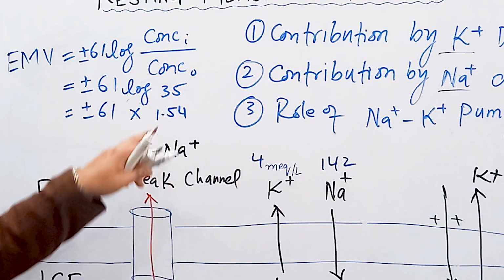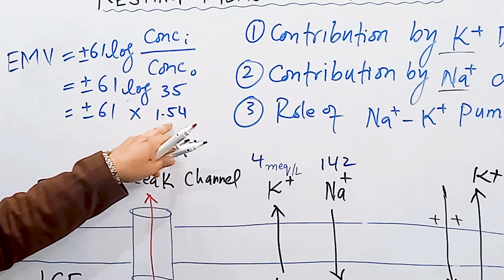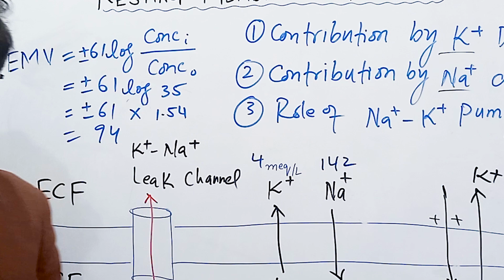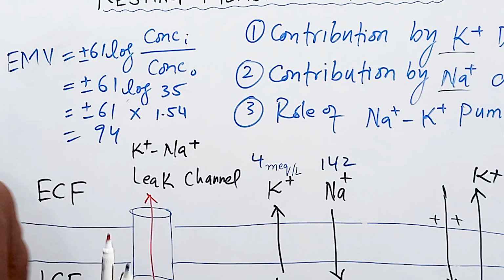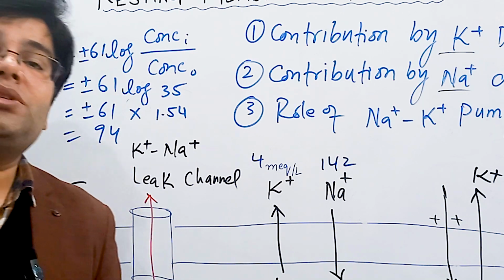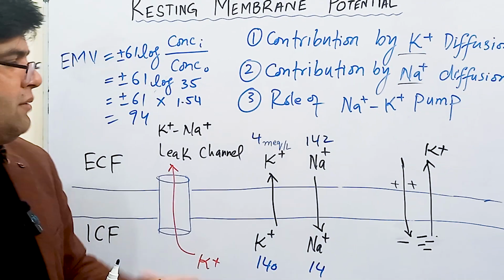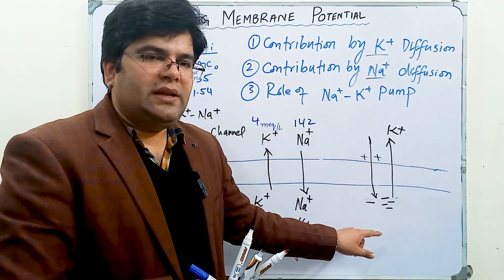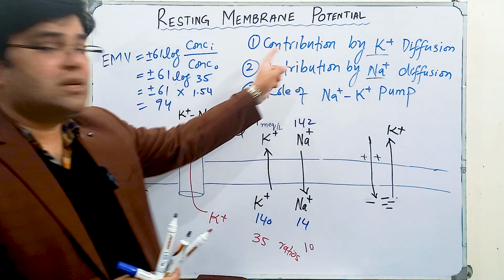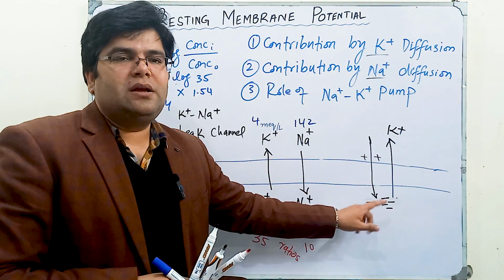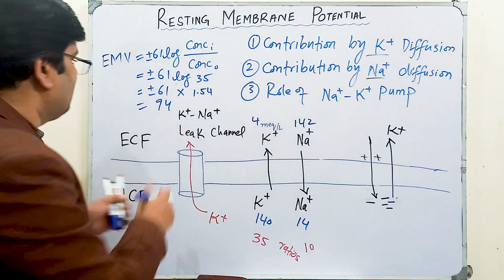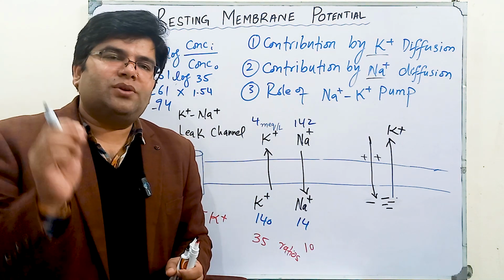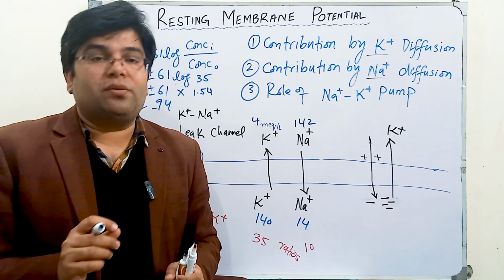When you multiply this 1.54, which is log of 35, with 61, the answer is 94. What is the sign of this 94, whether plus or minus? It will be logically determined. You can see here potassium is a cation, it's diffusing from inside to outside of the cell and leaving negativity behind. So this resting potential, which is taken conventionally inside of the cell, inside is minus 94 millivolt. So you can say that the diffusion potential or the Nernst potential for potassium is minus 94 millivolt.